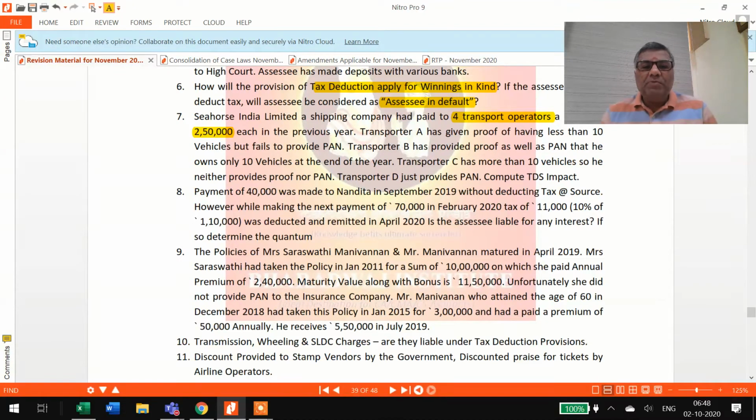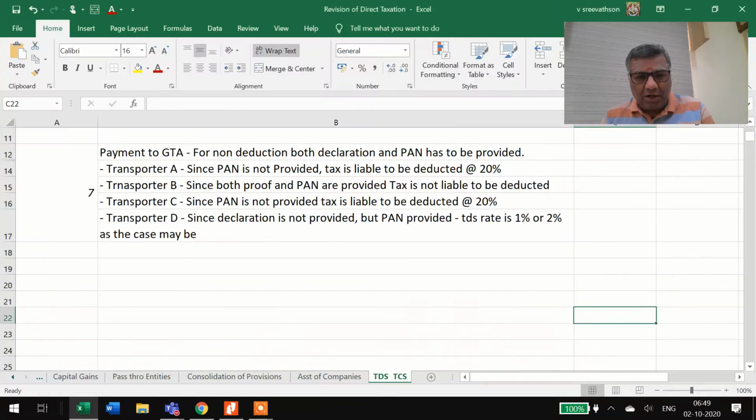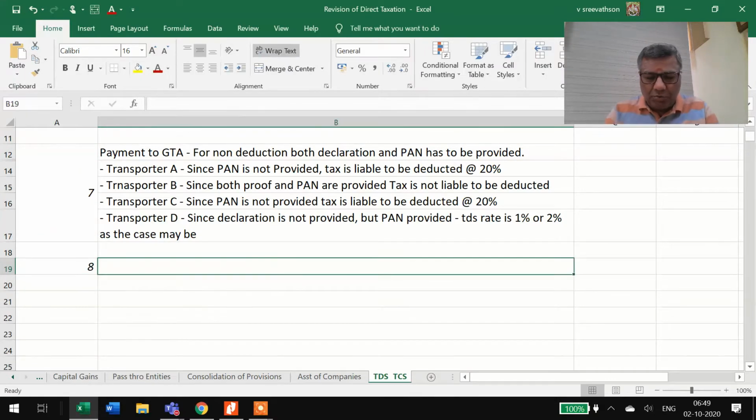Payment of rupees 40,000 was made to Nandita in September 2019 without deducting tax at source. However, while making the next payment of 70,000 in Feb 2020, tax of 11,000, that is 10% of 1,10,000, was deducted and remitted in April. Is the assessee liable to pay any interest? If so, determine. Yes, we know that. We have worked a question in the classroom also.